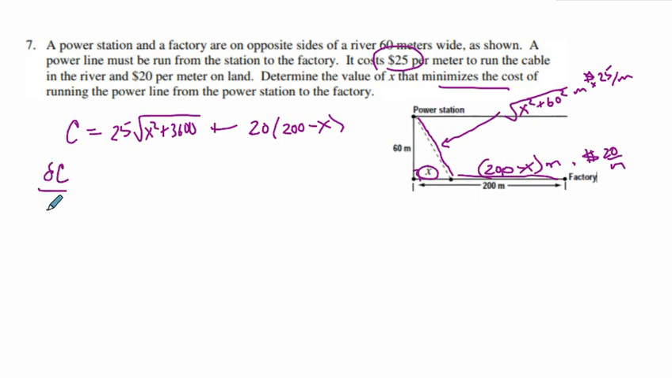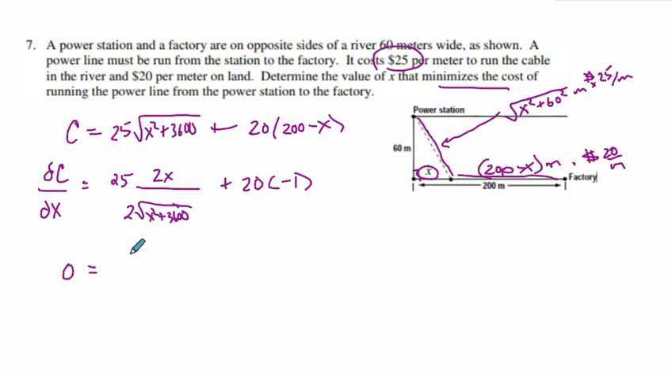So here we go, dC/dx equals, so I've got 25, and the derivative of the inside is going to end up going on top, 2x. The derivative of the outside is going to be 2 root x squared plus 3,600. There it is. Plus the derivative of this: I have my constant, and the derivative of the inside is -1. All right, there we go. So now I want to figure out when this thing equals 0. So I've got 0 equals, and actually these twos cancel. Let's go ahead and cancel those.